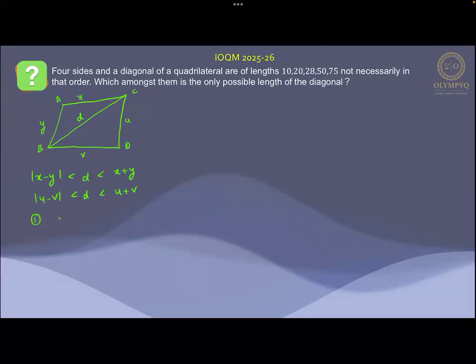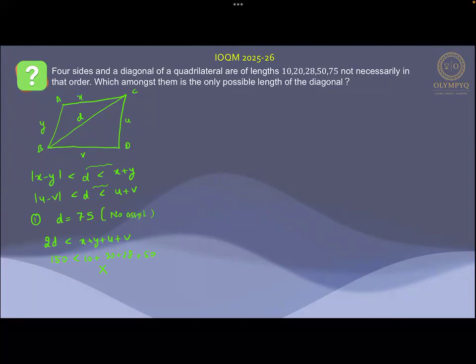The first case is when we take d as 75. Now if we take d as 75, then I'll take this part and this part. So 2d has to be less than x plus y plus u plus v. So 2d means 150 is going to be less than the sum of the other sides, that is 10 plus 20 plus 28 plus 50. So this condition does not hold true. So this simply implies this case is not acceptable.